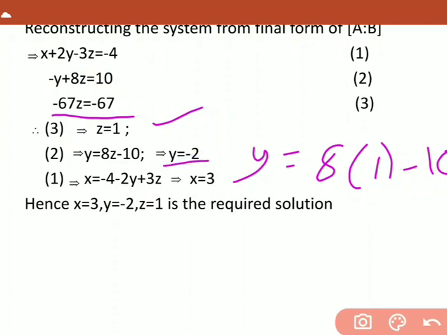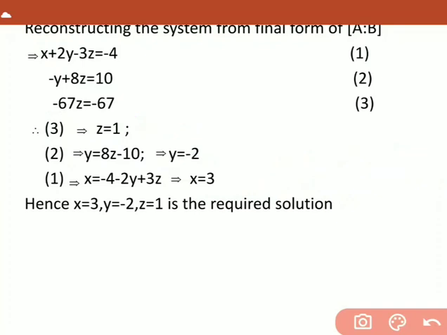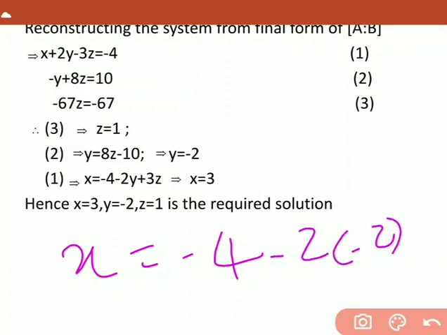Similarly, equation 1 implies here x is equals to, take all these terms to that side. Here it is minus 4 minus 2y plus 3z. So in this you substitute here x is equals to minus 4 minus 2y, y is minus 2 and plus 3z, z is 1. Simplify this. It is minus 4 plus 4 get cancelled. We have here x is equals to 3.